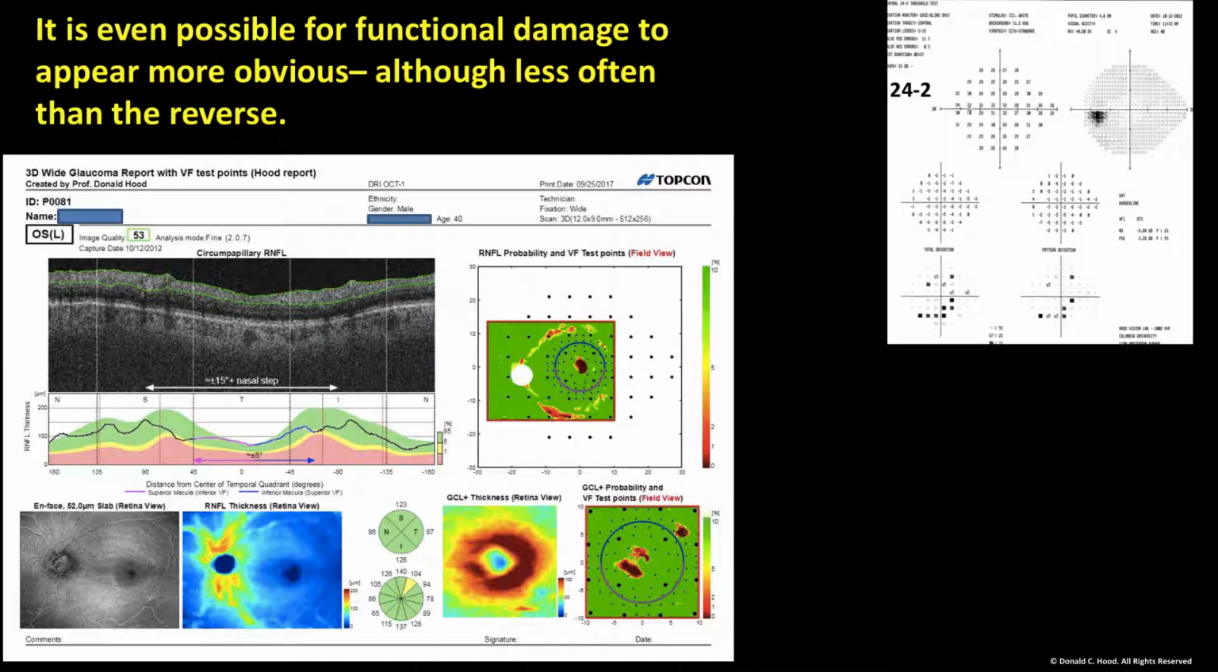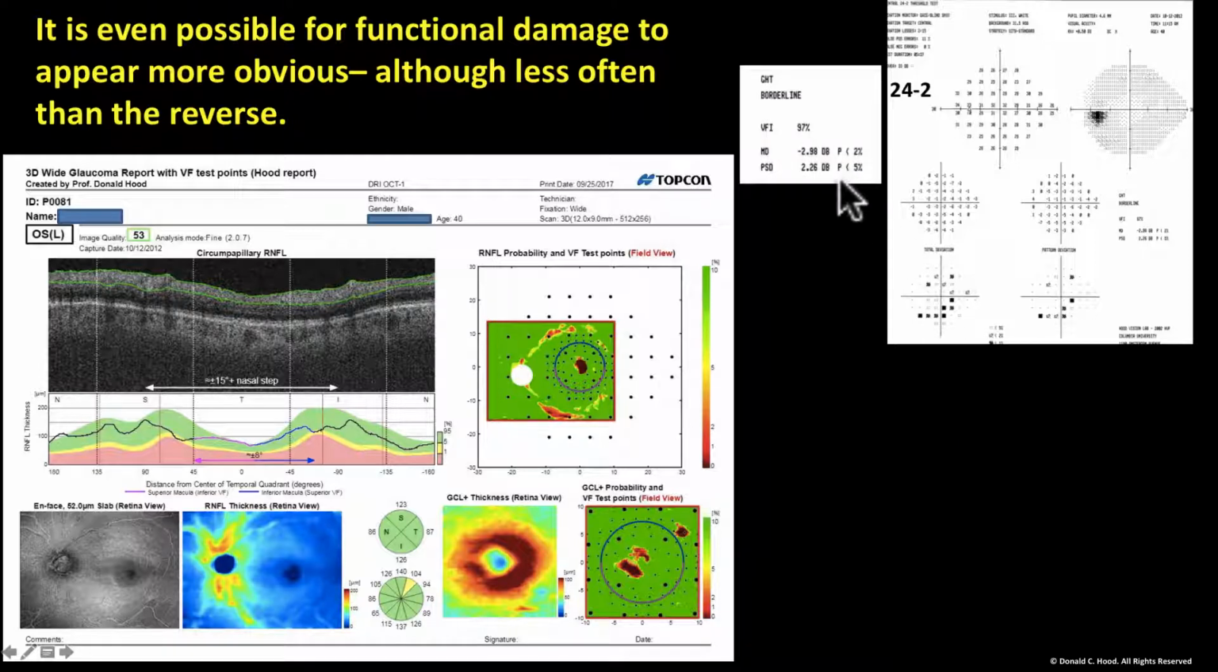It's even possible to see the reverse. It's less often the case, but you can see examples where functional damage, meaning visual field damage, appears more obvious than structural damage. So here's one I would argue falls into the category. So you notice that that's borderline, but these are significant here.